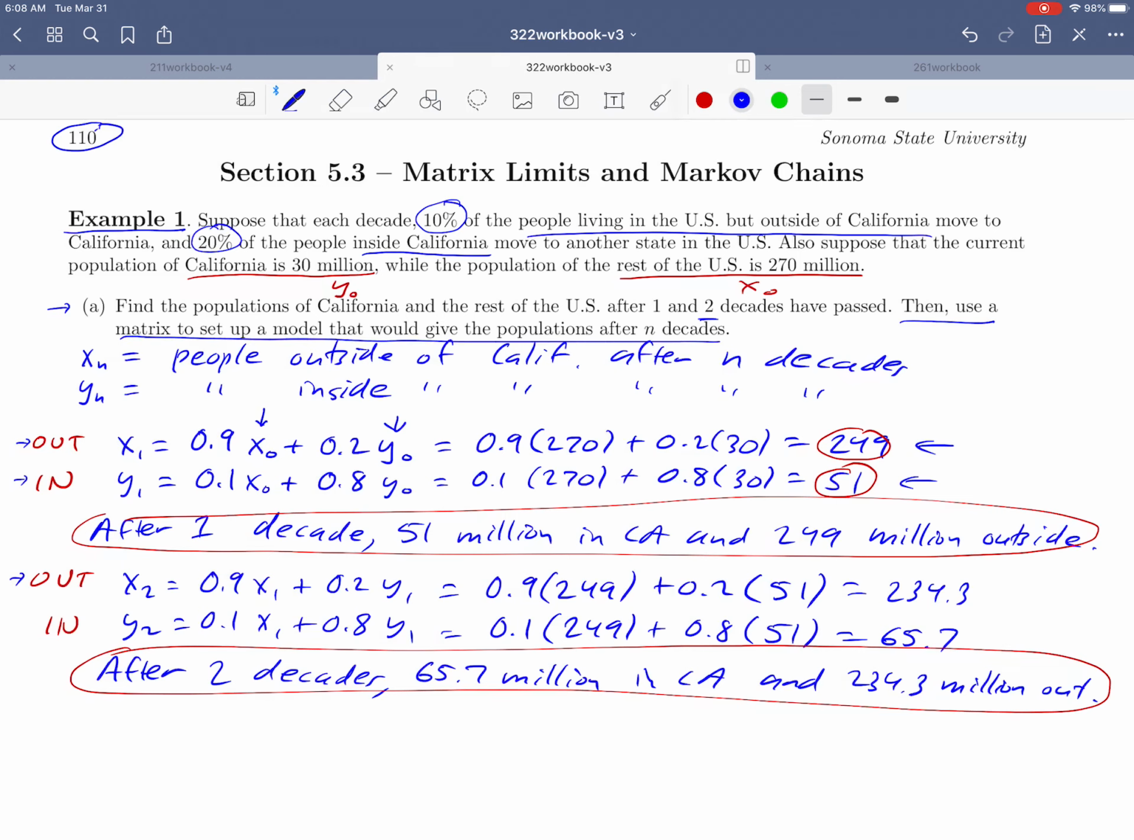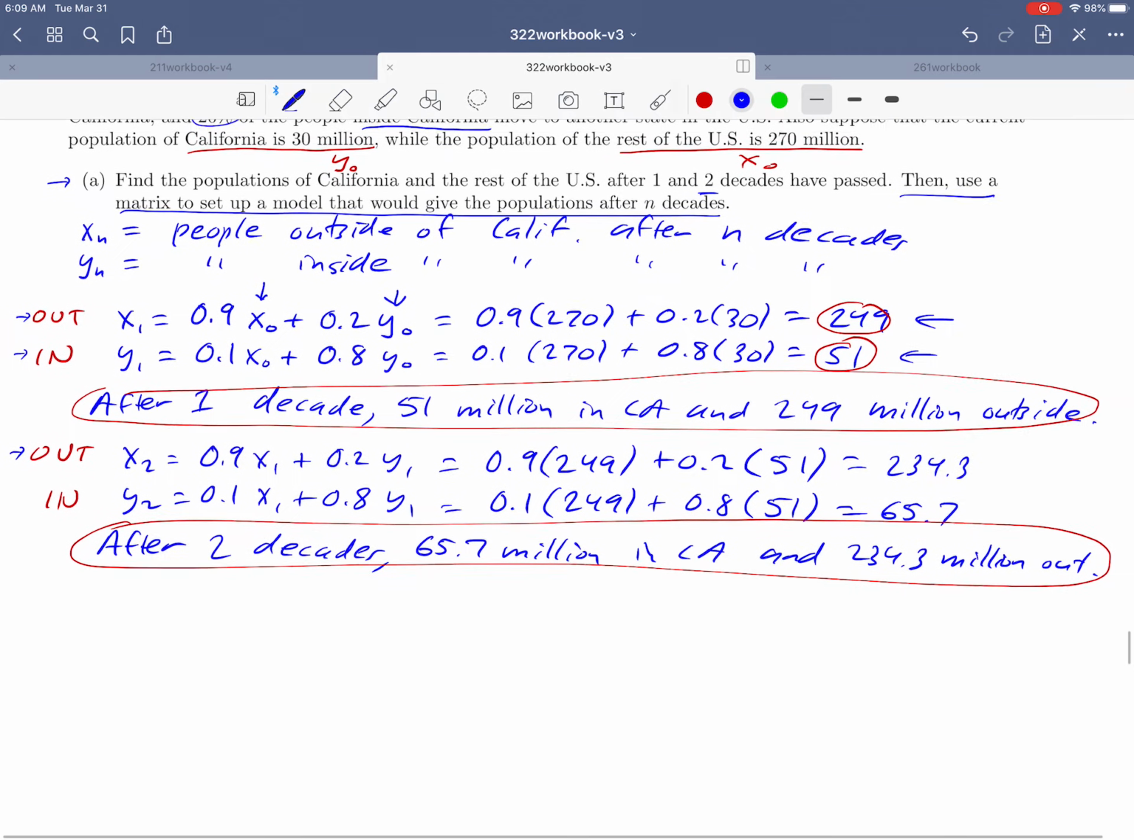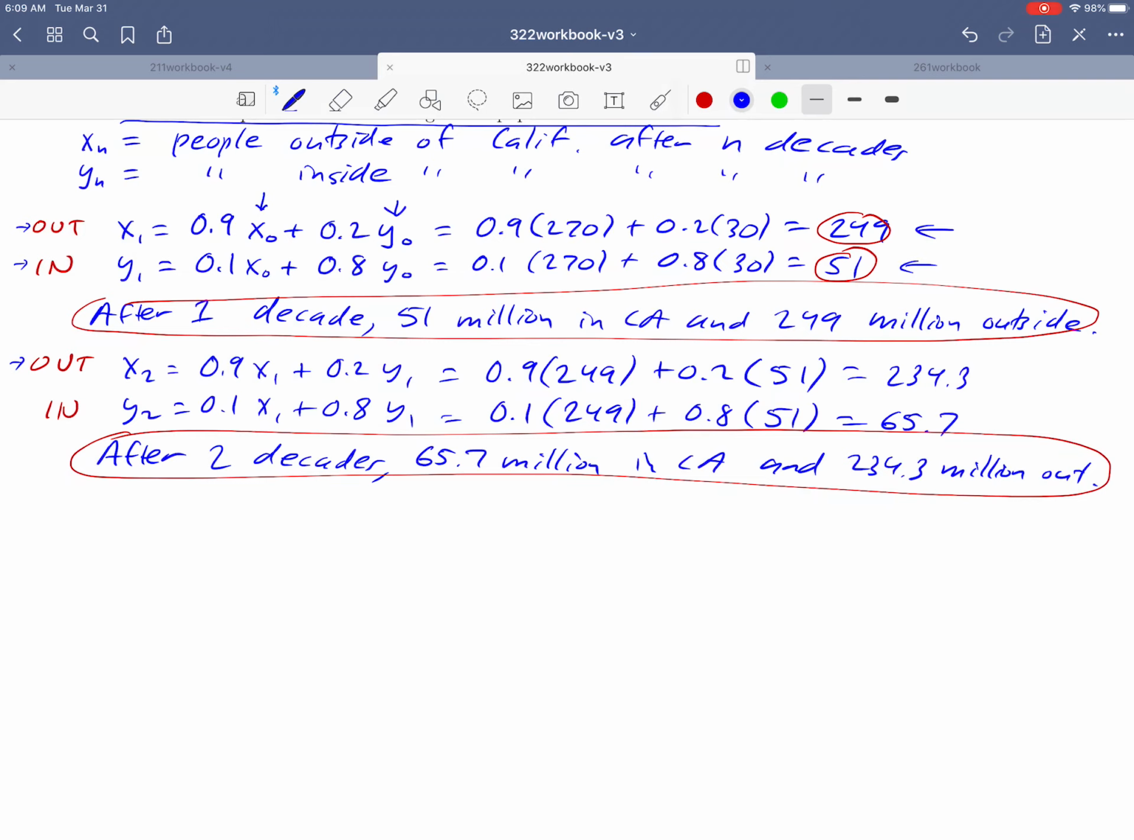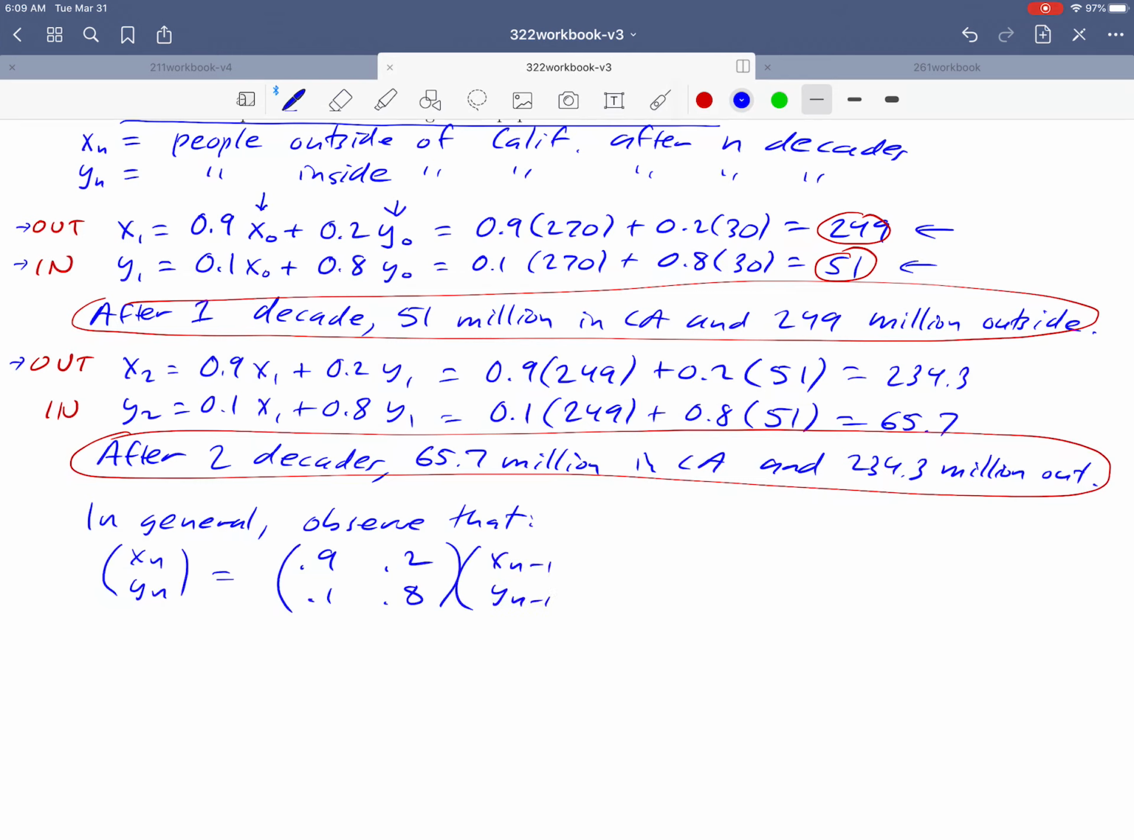So they'd like us to use a matrix to model this situation. A matrix naturally falls out of this. In general, here's what we could observe. xn and yn, let's put those into a vector here, and notice that we can calculate that by taking 0.9, 0.2, 0.1, 0.8, and multiplying it by what the populations looked like at the previous stage. Do you see where those numbers are coming from? The 0.9 and the 0.2 come from there and there, and the 0.1 and the 0.8 come from there and there. If you go up and examine the calculation that we did up here, we could do that same calculation using the matrix multiplication that we did down below.